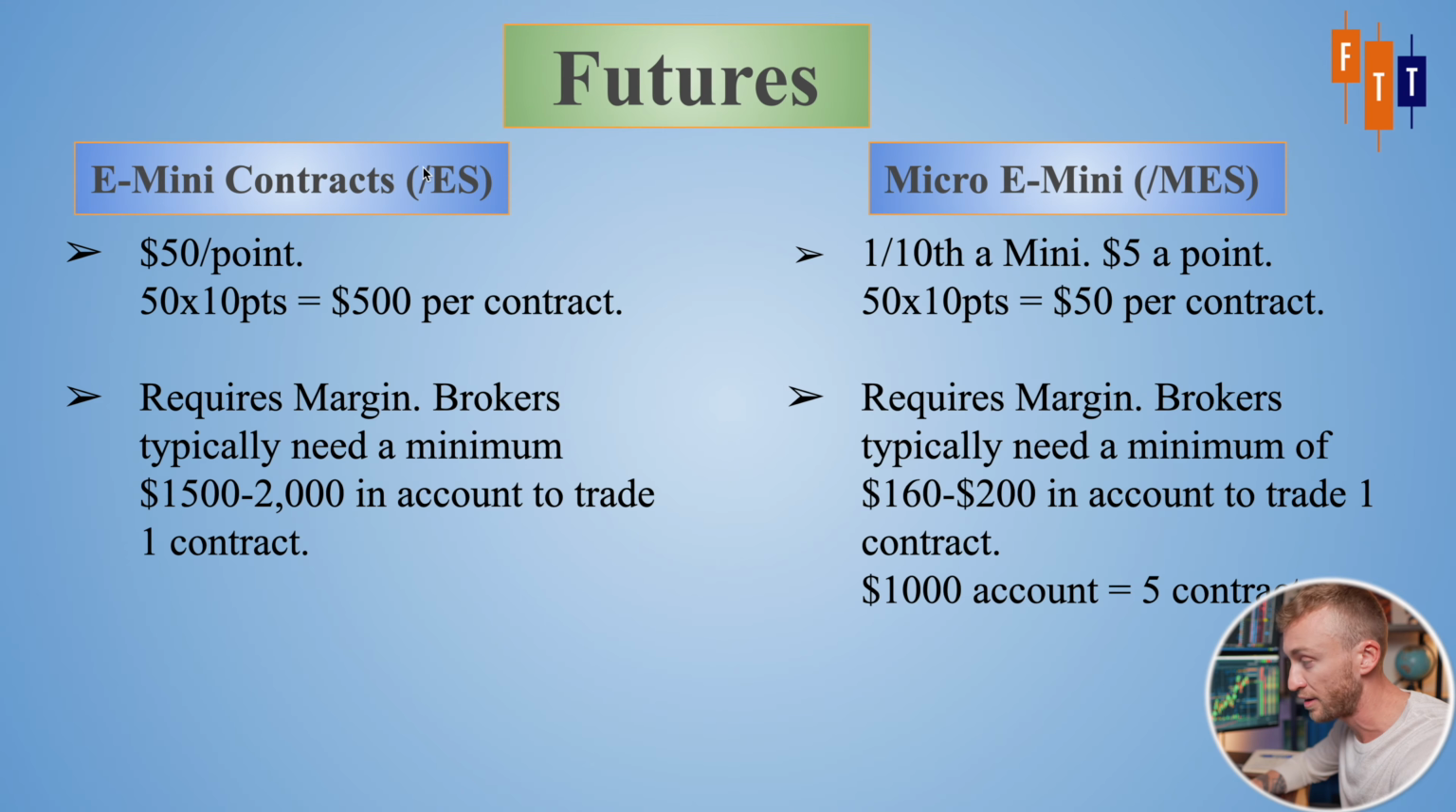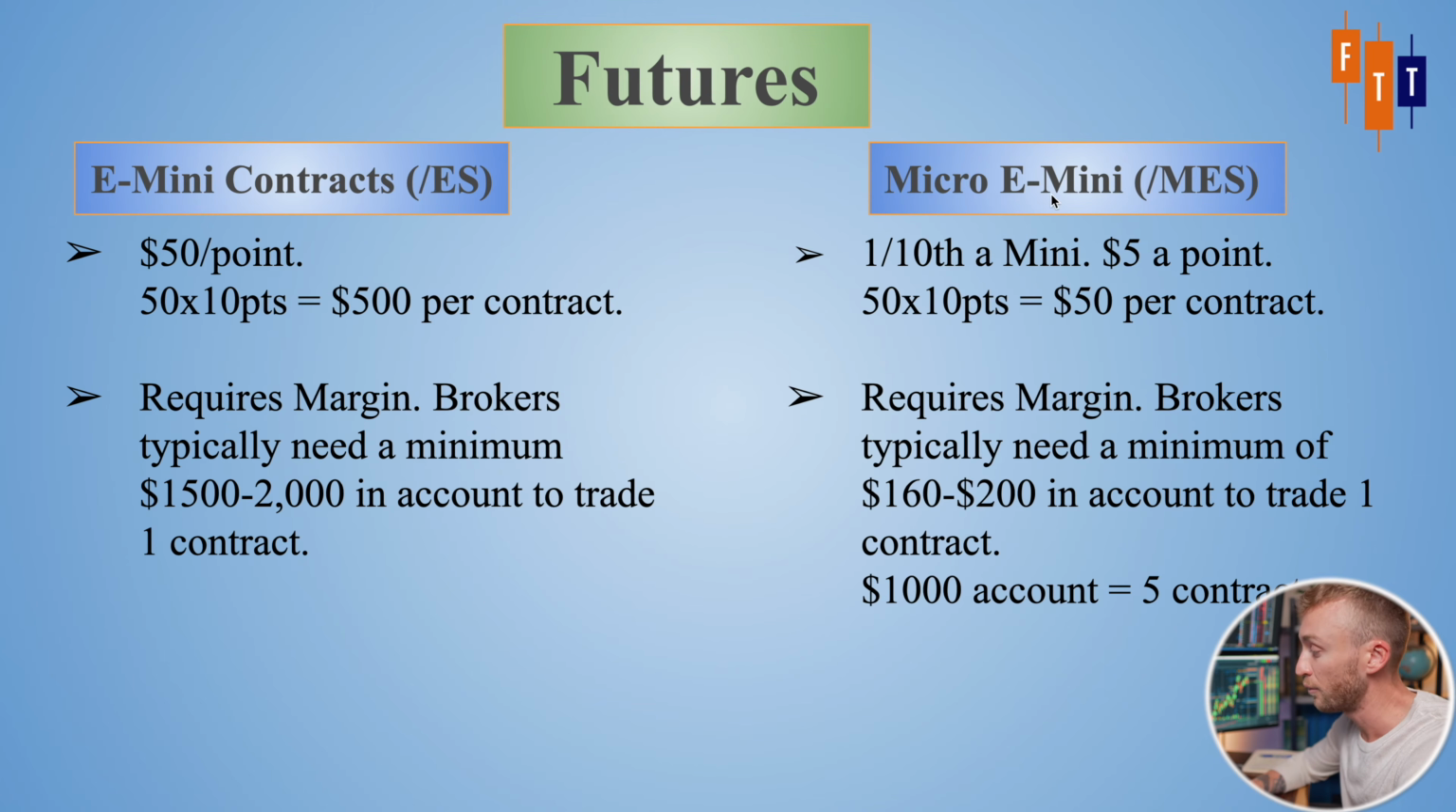So we have the E-mini contracts and then the micro E-mini MES. The E-mini contracts are $50 a point. So if you make 10 points, it's $500 in profit per contract. It requires margin, and brokers typically need about $1,500 to $2,000 of margin in your account to trade one contract. So to trade one of these, it's about $1,600, depending on your broker. There are different requirements to trade, and that's in the regular trading session. You would actually need more than that to trade in the overnight session because there's a margin maintenance. But if you're day trading during the day, you need about this much in the account to trade one contract. And so in order to trade more, you need a bigger account.